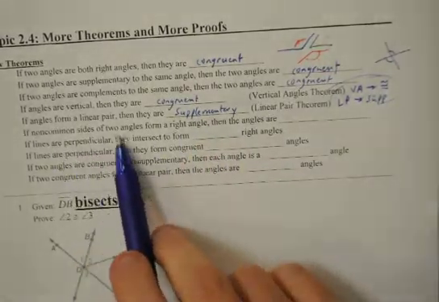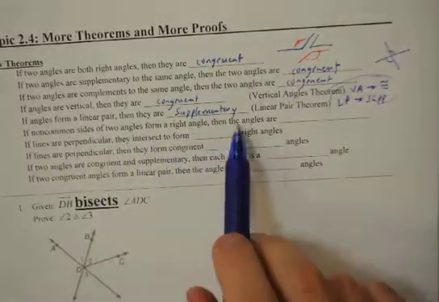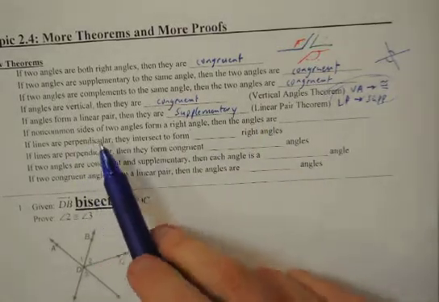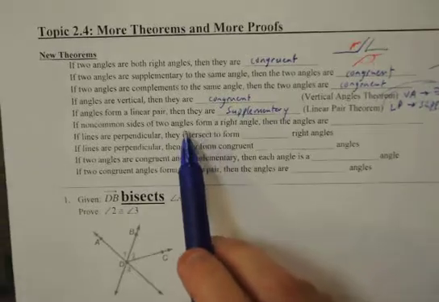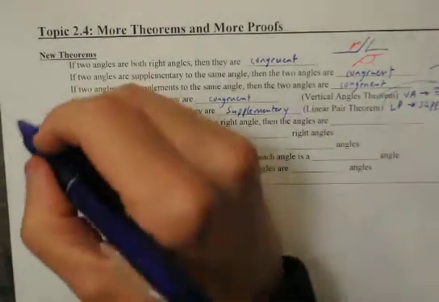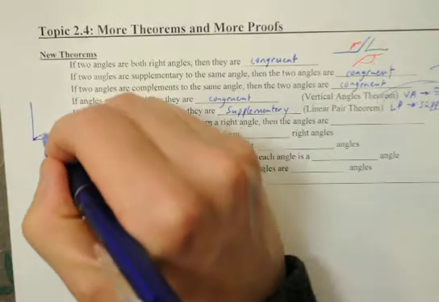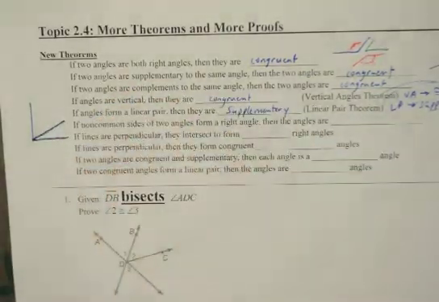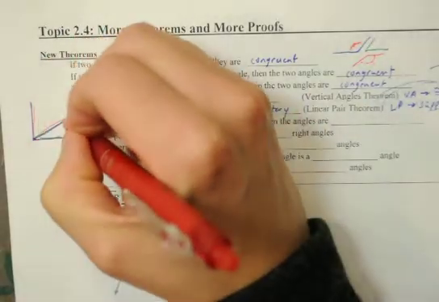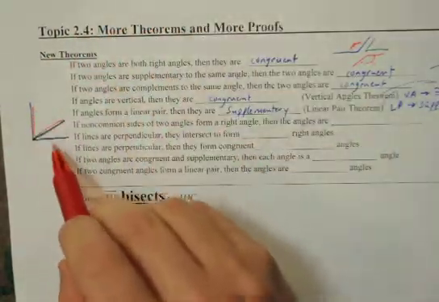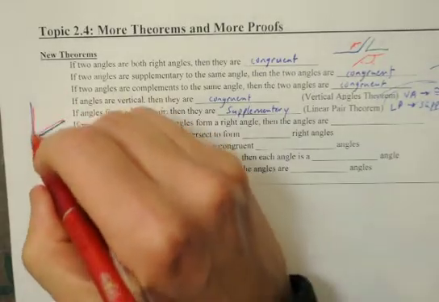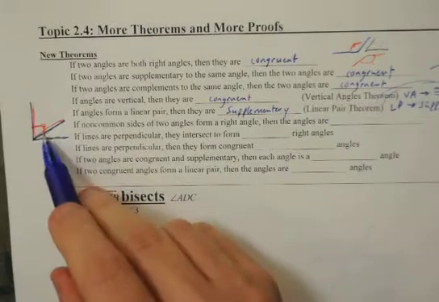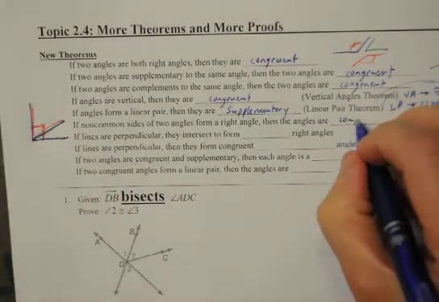Next, if the non-common sides of two angles form a right angle, so that would look like this. You got this green angle, you got this red angle, and this is the common side, so the non-common sides make a right angle. Now we would say that these two angles have to be complementary.